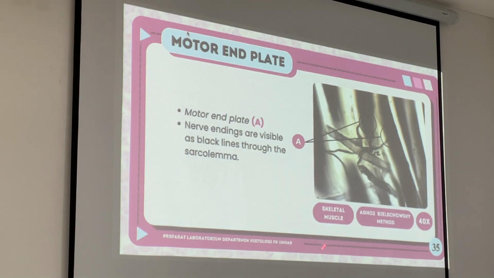Okay, this is the motor end plate. The motor end plate is where the nerve connects to the muscle. This is the nerve, and this is the muscle. When the nerve attaches to the muscle here, that is the motor end plate. We can see it using a specific staining, silver impregnation using the Bielschowsky method.